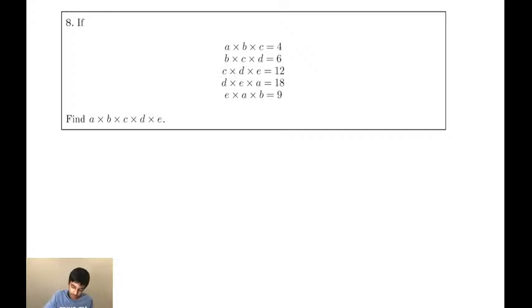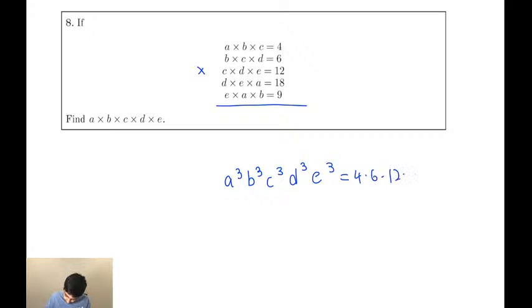Now let's take a look at this problem. The professor already went over this, so let me just quickly recap what he said. Basically, you multiply all these out, and then we're left with a cubed times b cubed times c cubed times d cubed times e cubed. And then we get some quantity here, 4 times 6 times 12 times 18 times 9.